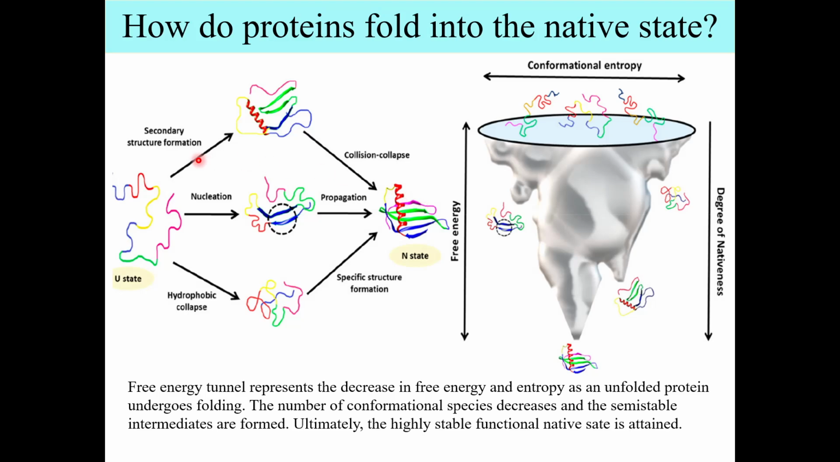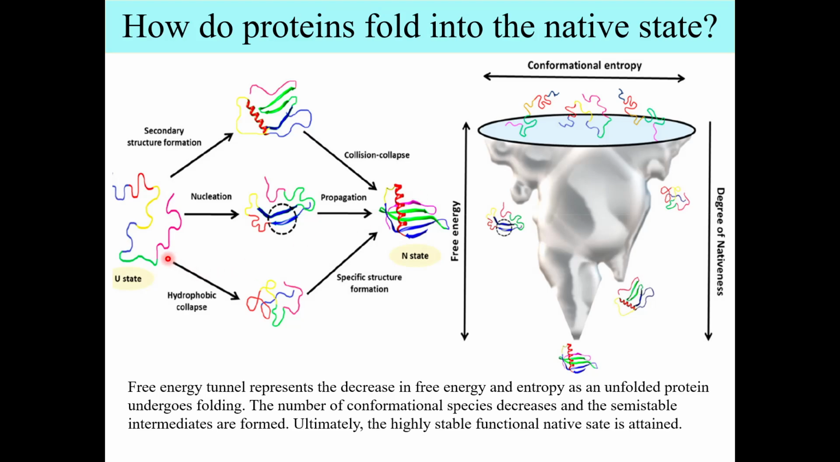Okay, what is the second one? Second is secondary structure formation. So here, different secondary structures start forming at different regions of the polypeptide chain. After that, there is collision collapse. In collision collapse, these regions having the different secondary structures collapse into one another to give you the functional tertiary structure.